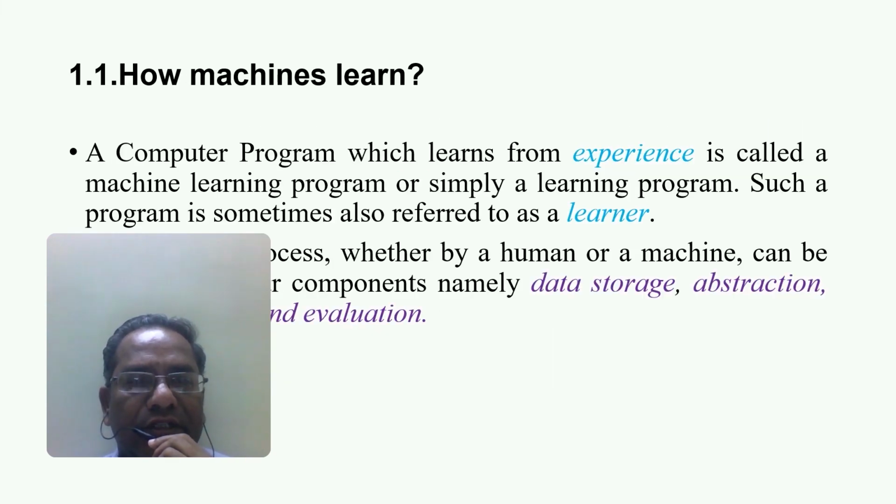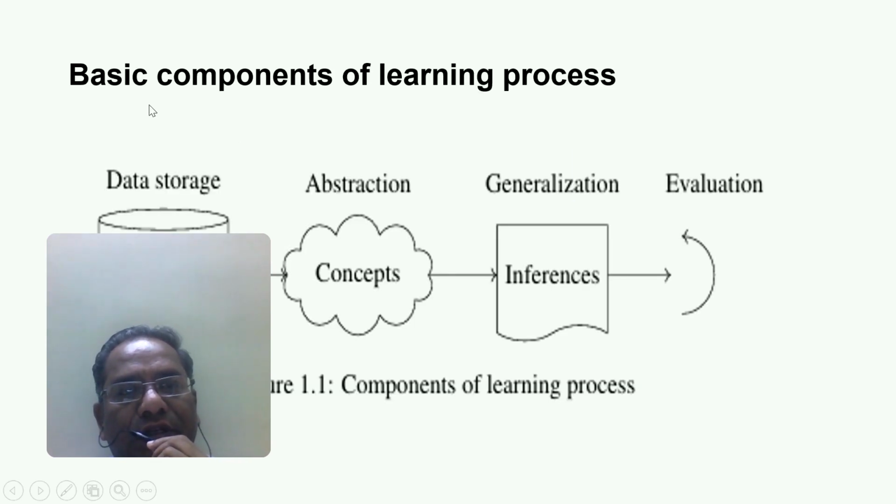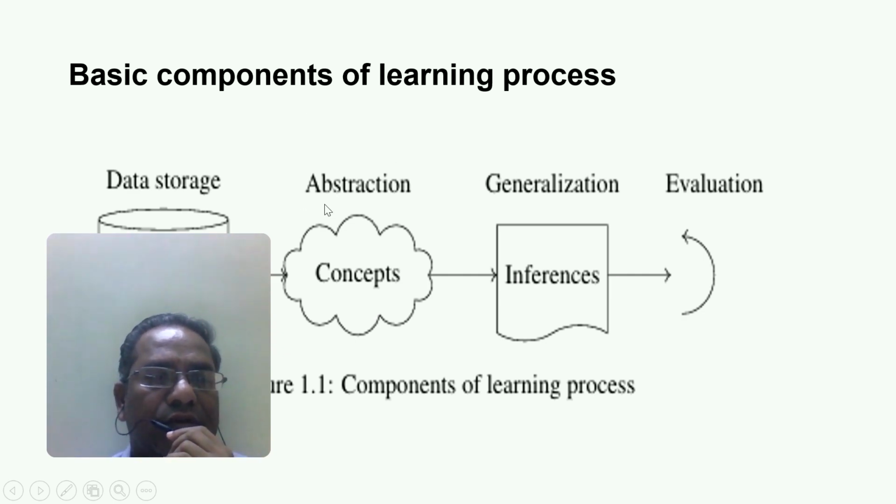Next, how do machines learn? A computer program which learns from experience is called machine learning, or simply a learning program. Such a program is sometimes referred to as a learner. In the learning process, the human or machine can be divided into four components, namely data storage, abstraction, generalization, and evaluation. Let us go through the diagrammatic representation of the basic components of the learning process.